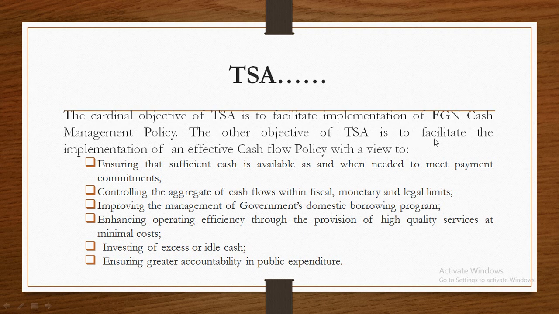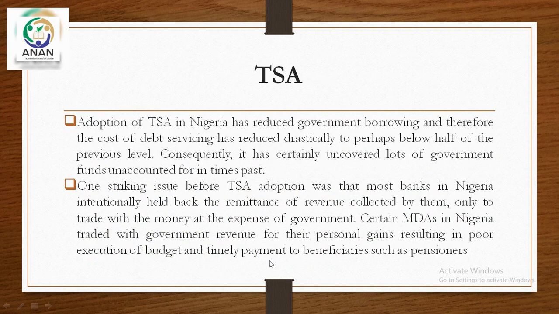The other objective of TSA is to facilitate the implementation of an effective cash flow policy with a view to: 1. Ensuring that sufficient cash is available as and when needed to meet payment commitments. 2. Controlling the aggregate of cash flows within fiscal, monetary, and legal limits. 3. Improving the management of government's domestic borrowing program. 4. Enhancing operating efficiency through the provision of high-quality services at minimal cost. 5. Investing of excess or idle cash. 6. Ensuring greater accountability in public expenditure.